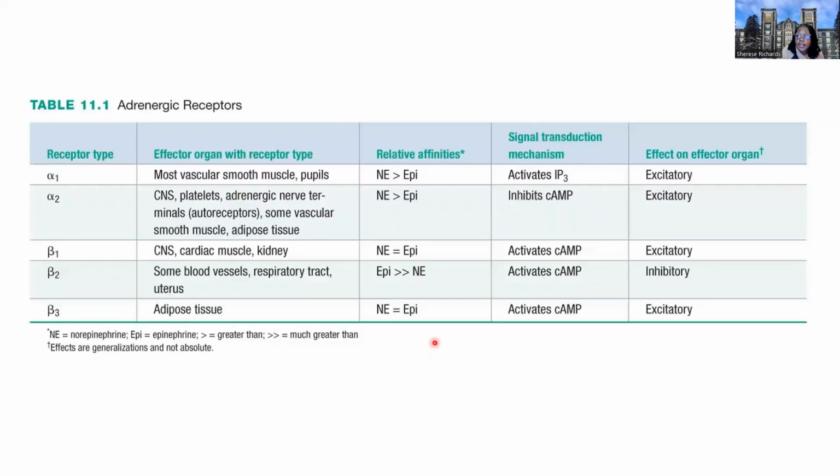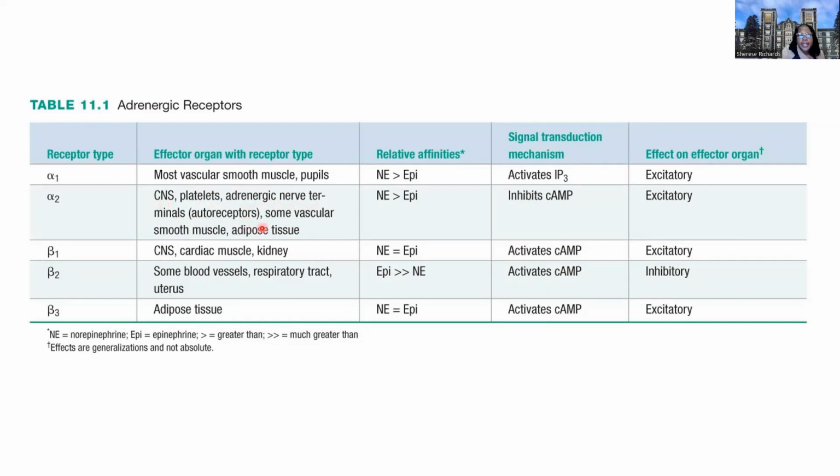Now, here's a nice summary table to look at the effector tissue. Where are the locations that we see these types of tissues? Both alpha-1 and alpha-2 receptors are usually on blood vessels. Alpha-1 is mostly on vascular smooth muscle, so this is the majority of where we see alpha-1. Alpha-2 will be on some vascular smooth muscle as well, but mostly in other areas: a little bit on adipose, a little bit in the central nervous system, some on platelets, on the adrenergic nerve terminals.